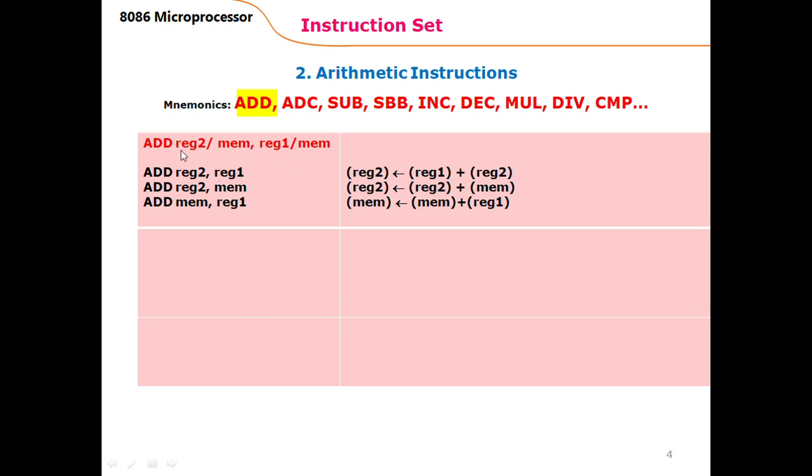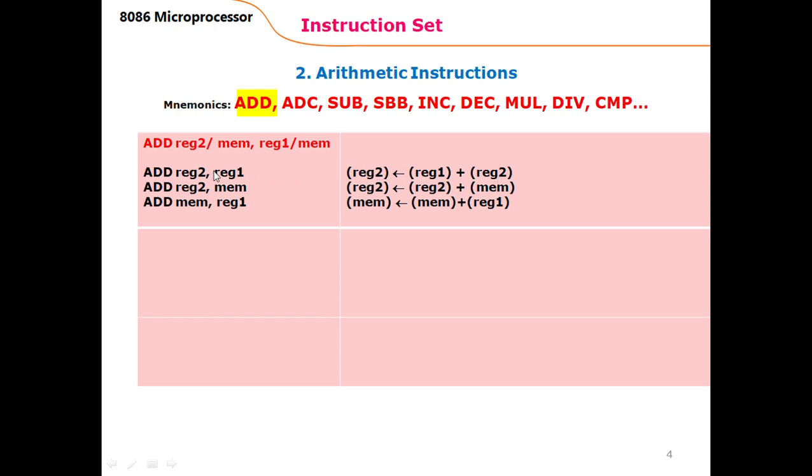In this format, the first form is ADD, where the first operand is a register and the second operand is a register. In this case, this instruction would add the content in register 2 with the content in register 1, and will store the result in register 2. So this is equivalent to register 2 equals register 1 plus register 2. Whatever is the value in register 1 is added with the content of register 2, and the result is stored back into register 2.